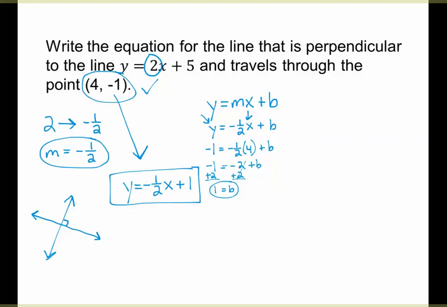Okay, so to sum up, take the negative reciprocal of that slope if your lines are perpendicular. That's how we got the negative 1/2. And then just plug that in for m and do the exact same thing we've been doing. Use the point for x and y, work backwards to figure out b.